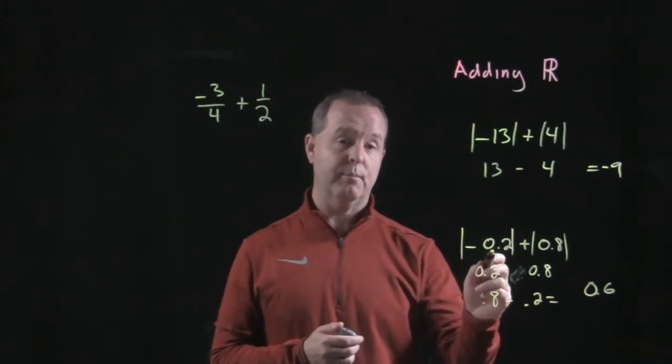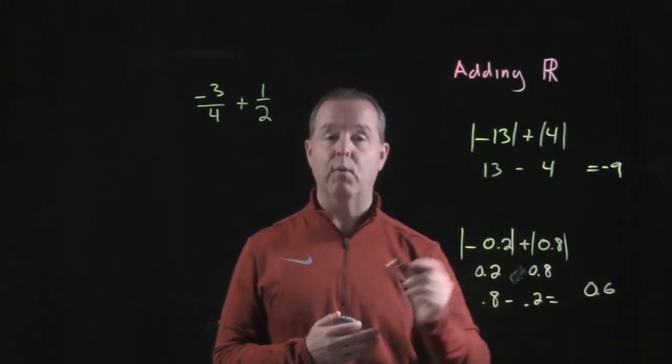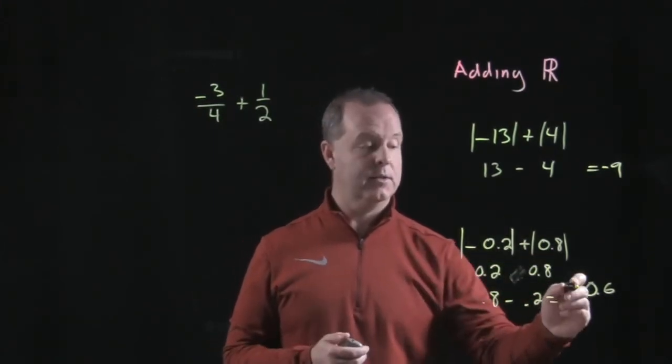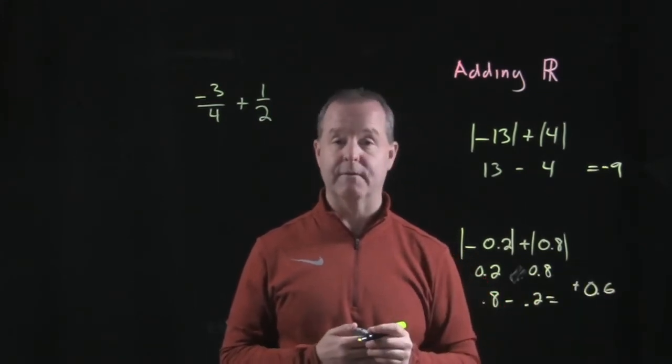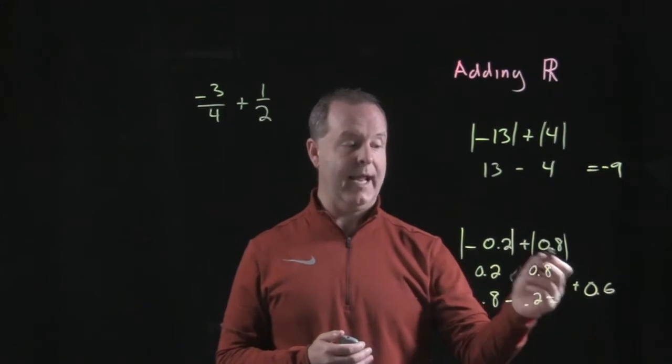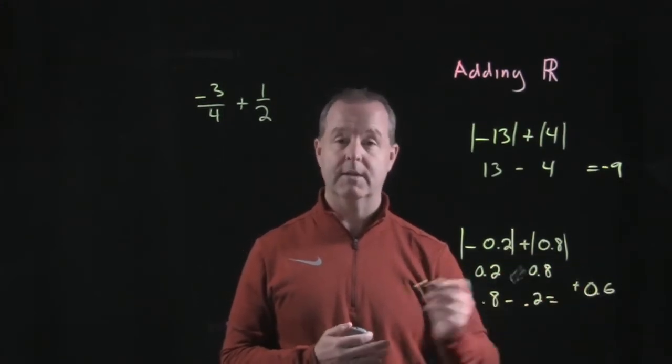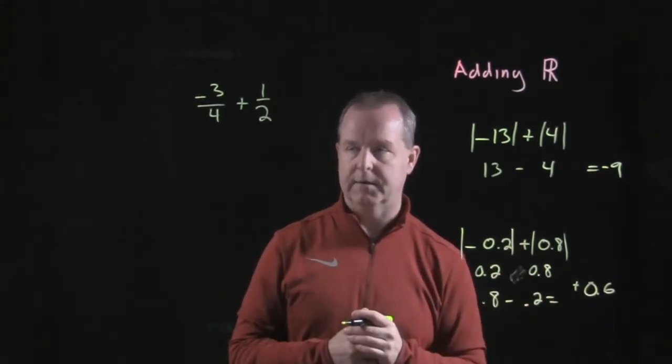0.08 is greater than 0.02. The sign of 0.08 is a positive sign. So the term of this one is already positive, or I can put a little positive in front of it if I need to. So the answer to this one is 0.06, a positive 0.06.